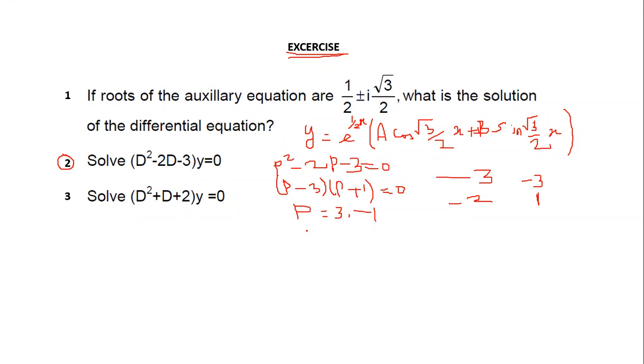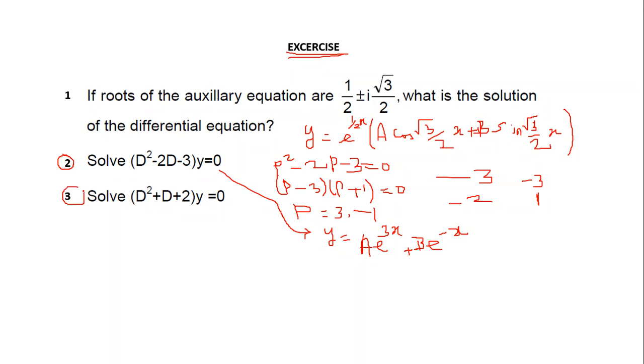So what is the solution for the second one? y equal to A e power 3x plus B e power minus x. It is the second one.